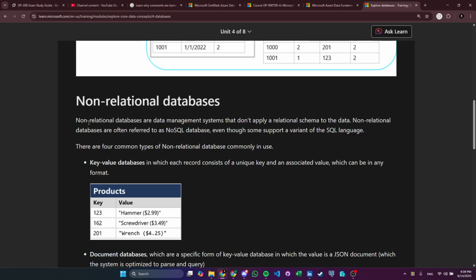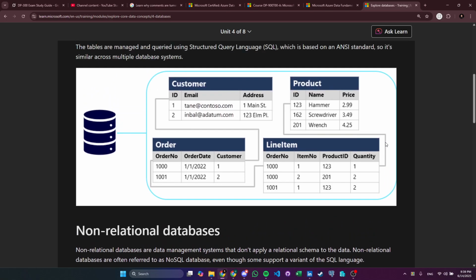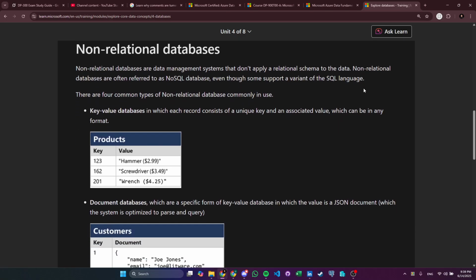Non-relational databases. Non-relational databases are data management systems that don't apply a relational schema to the data. Non-relational databases are often referred to as NoSQL databases, even though some support a variant of the SQL language. Now, when we say NoSQL, we mean no structured query language. It's different than the normal SQL. There are 4 common types of non-relational database commonly in use.